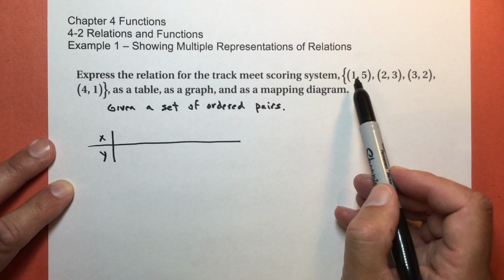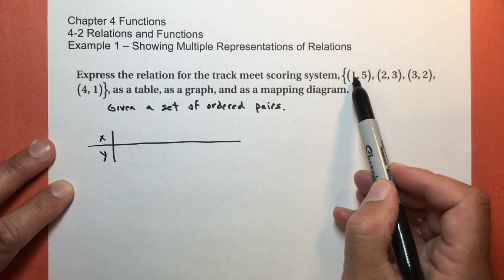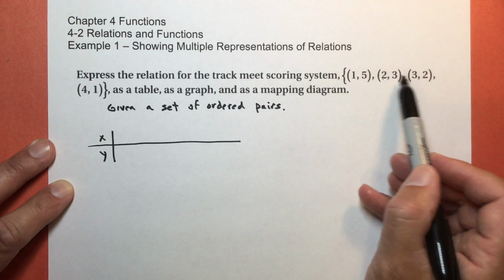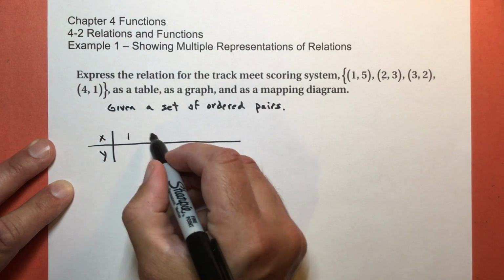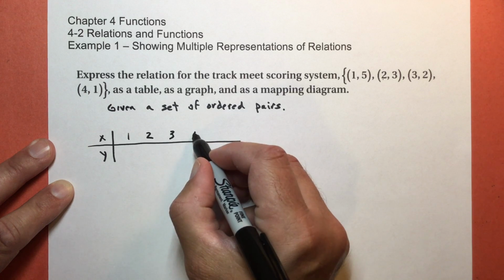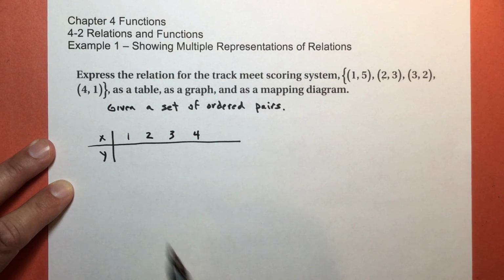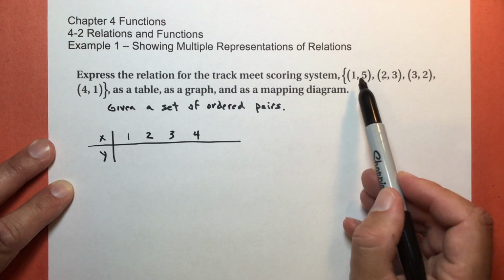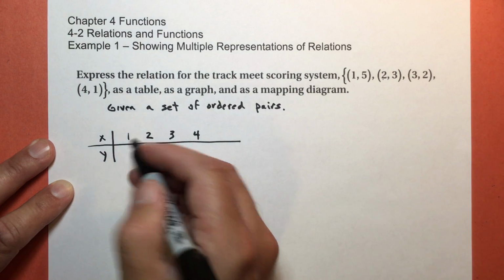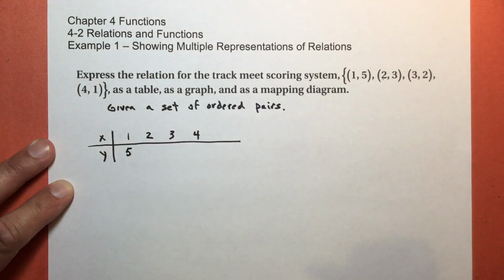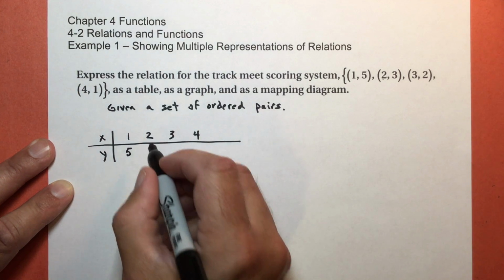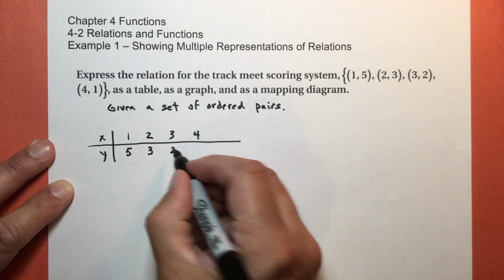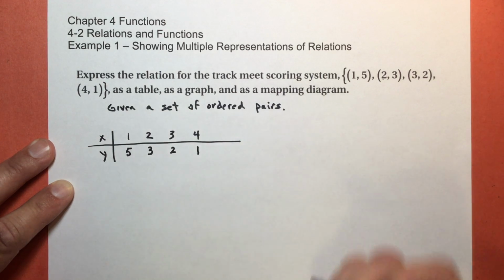The x is going to be the first one. They're alphabetical, x comes before y. So the x is going to represent the first number in each pair. My x's are going to be 1, 2, 3, and 4. The y values are going to be the second number that's paired up. So 5 is paired up with 1, so 5 is going to go right here next to the 1. 3 is paired up with 2, 2 is paired with 3, and 1 is paired with 5.